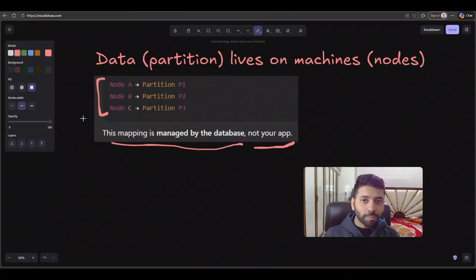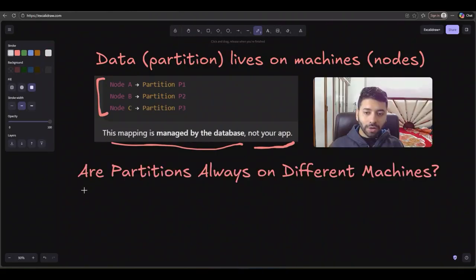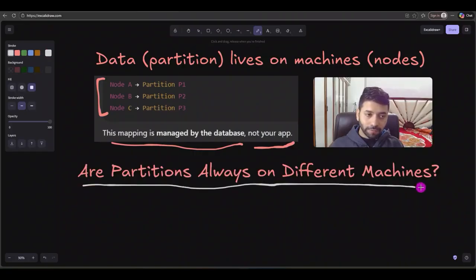So this logic of partitioning, the horizontal scaling on NoSQL, it is handled at the DB layer. It is not handled at the application layer. So if you remember, we discussed in SQL, this logic of horizontal scaling was handled at the app level and not at the DB level. But in NoSQL, this complete logic of horizontal scaling, the nodes and the partitioning, this is handled at the DB level. Now one question may come into your mind, are partitions always on different machines?